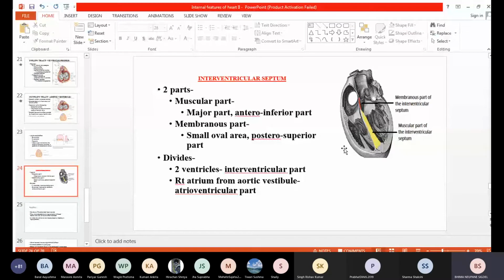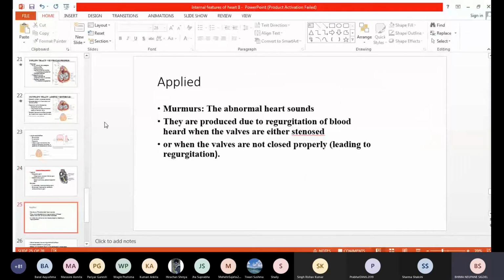Now moving toward the applied aspect of the heart. I will discuss only the gross part of the defects; embryological or congenital defects will be taught in the development part. Heart murmurs are abnormal sounds of the heart, sometimes heard with a stethoscope. They are mainly produced by regurgitation, or backflow of blood.